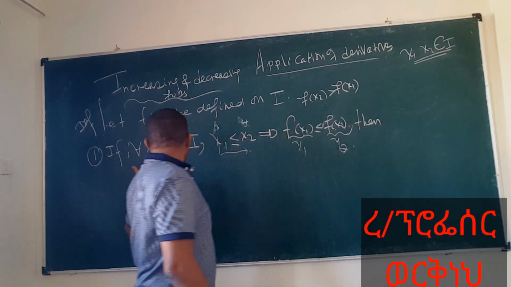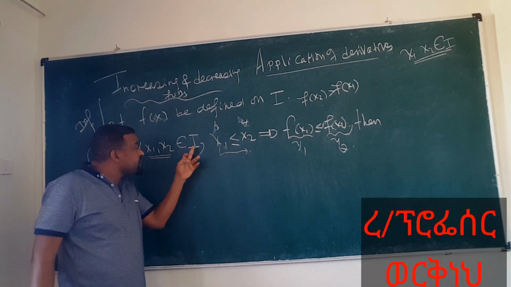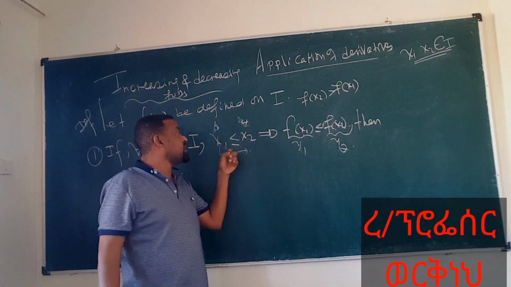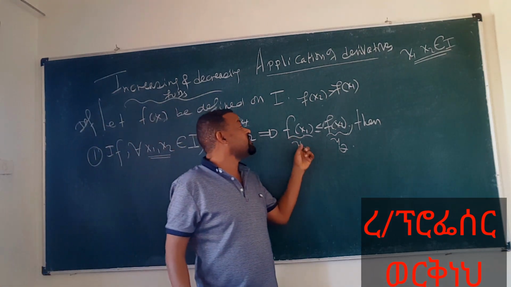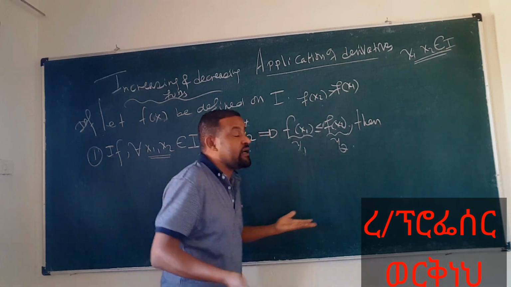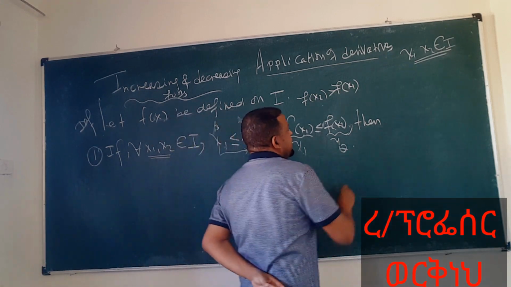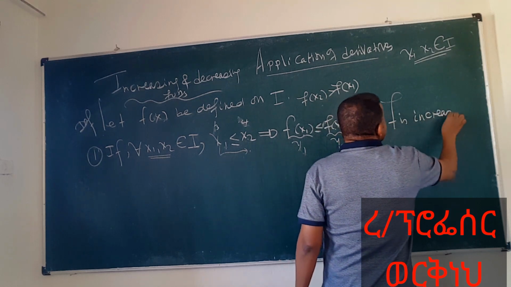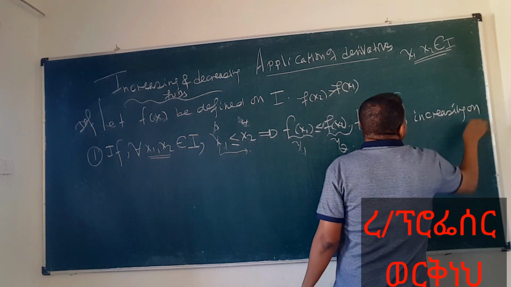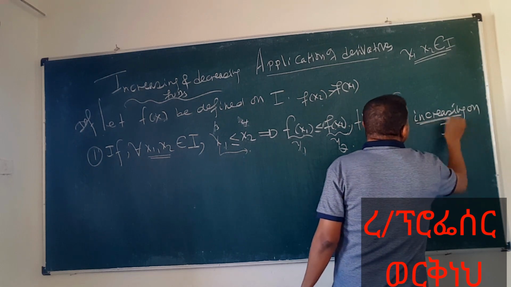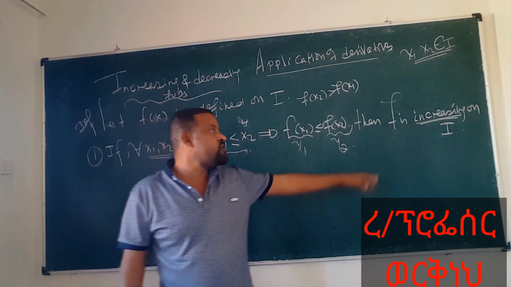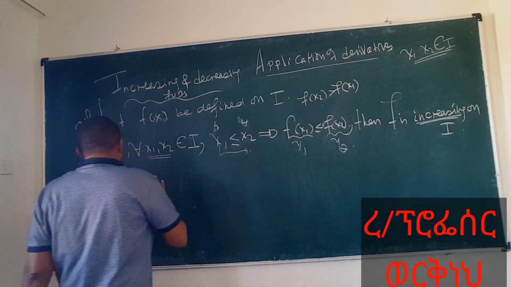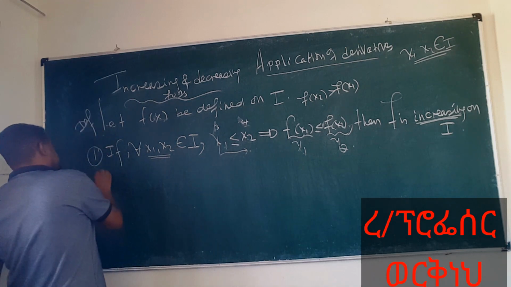Look, this applies to all numbers x1 and x2 coming from I. When x1 is less than x2, the function value y1 is less than y2. In other words, when the value of x increases, y increases. Then f is increasing on the interval I. So f is said to be increasing on the interval I.